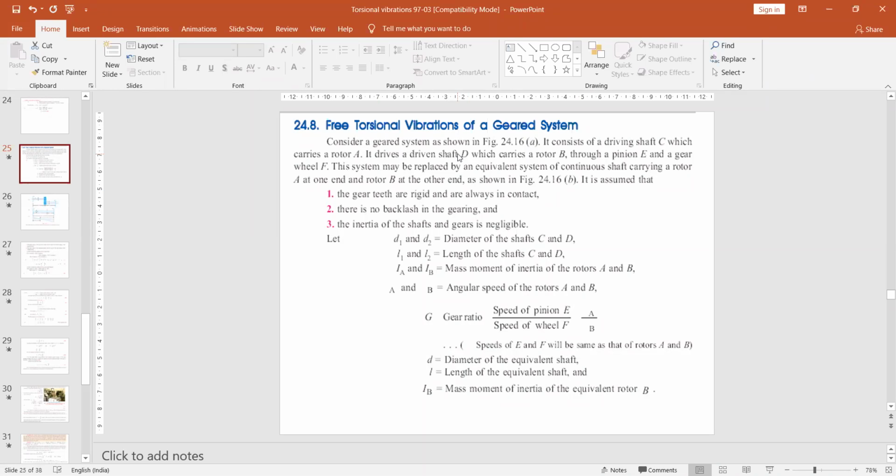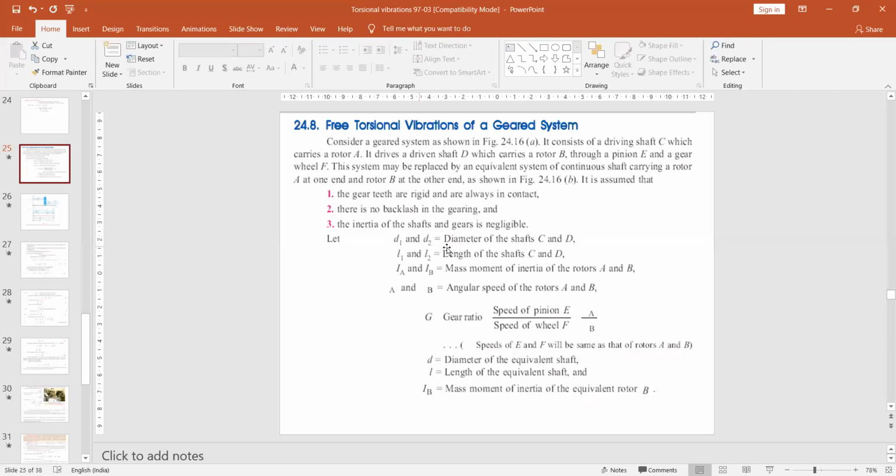They may also take some conditions. All of you observe that it is assumed, first, that the gear teeth are rigid and always in contact. Second, there is no backlash in the gearing. And third, the inertia of the shafts and gears is negligible. So these three conditions are followed.